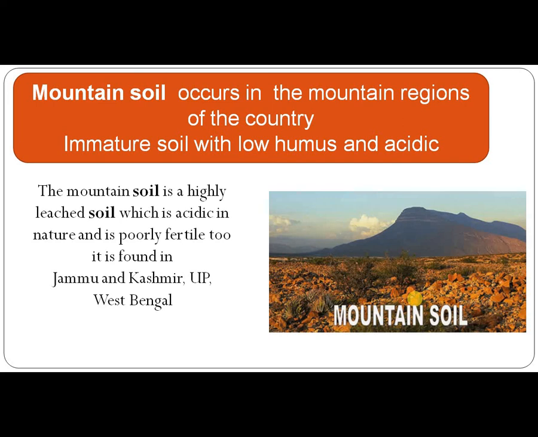Mountain soil occurs in the mountain regions, with low humus and acidic in nature. The mountain soil is highly leached soil, which is acidic in nature and poorly fertile. This mountain soil is found in Jammu and Kashmir regions, Uttar Pradesh and West Bengal areas.